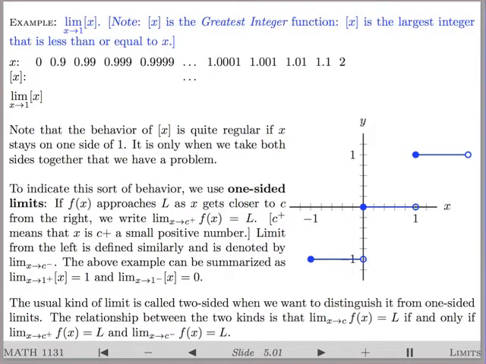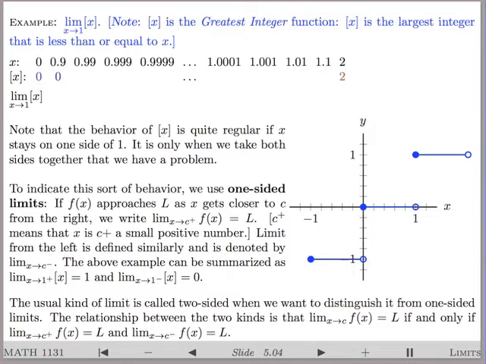At x, its value is the largest integer which is less than or equal to x. If x is an integer, say 0, 0 is less than or equal to 0, 0 is an integer, so the value is just 0. It works for any integer, so the value at 2 is 2. If I take 0 point something, say 0.9, 0 is less than or equal to that. The next integer, 1, is bigger than 0.9, so the greatest integer function at 0.9 is 0.